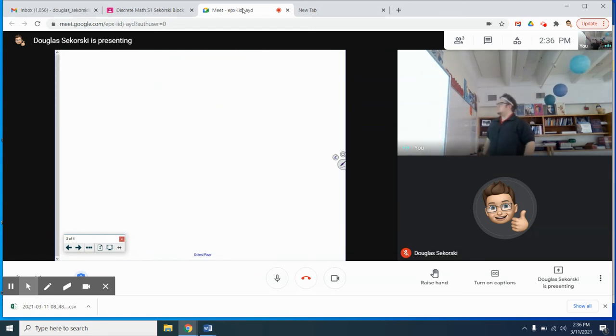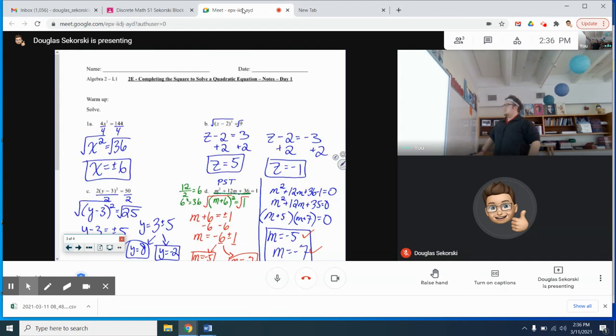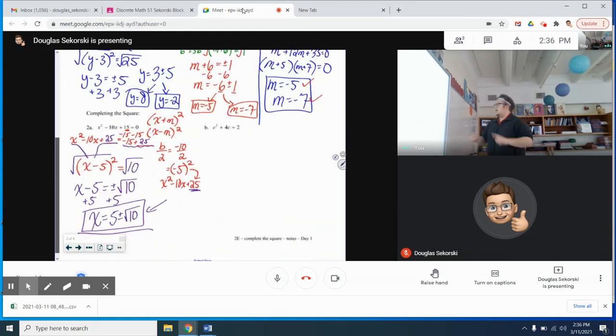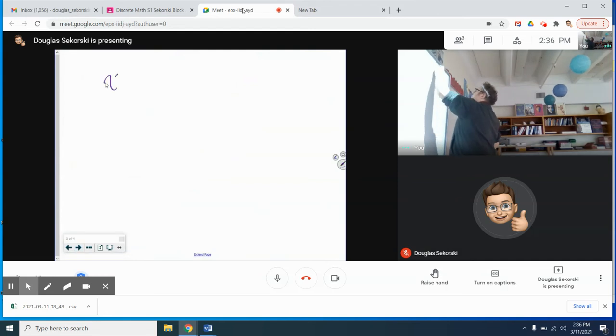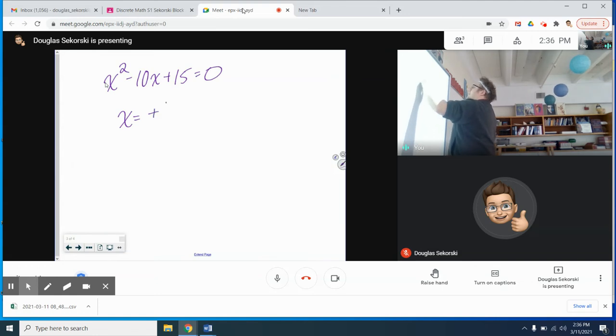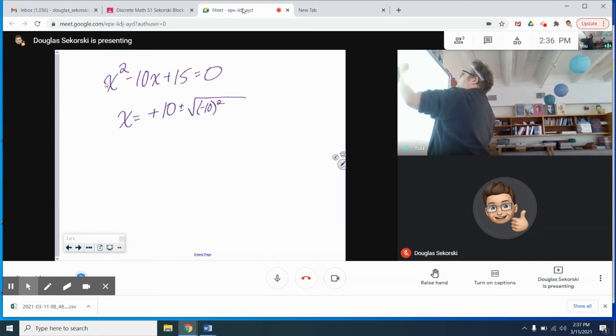So, where is it? X squared minus 10x plus 15. X squared minus 10x plus 15. X equals negative b plus or minus the square root of b squared minus 4ac, all over 2a.